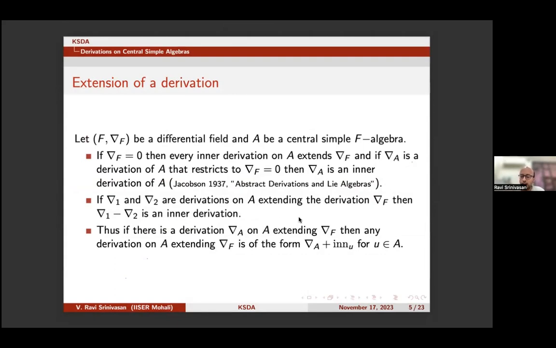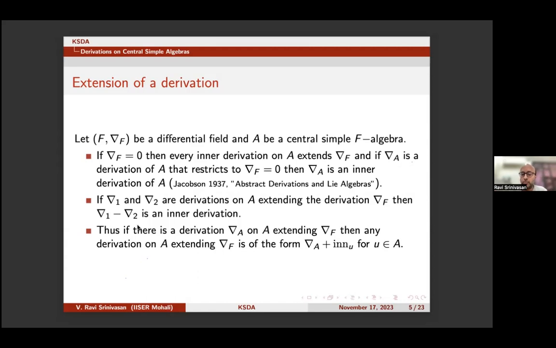Then Jacobson proves that they are precisely the inner derivations. So in particular, if we go back to the original problem of extending a derivation from the differential field to the central simple algebra, if I have two such extensions, they restrict to the same derivation on the base field, then their difference is going to be an inner derivation. That is obvious because they both agree on the base field. So you take the difference, then it will be zero on the base field, and therefore by Jacobson's theorem, it will be an inner derivation.